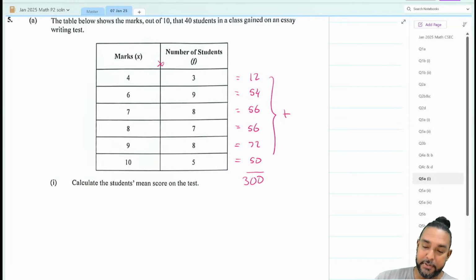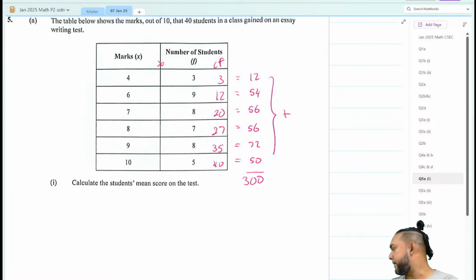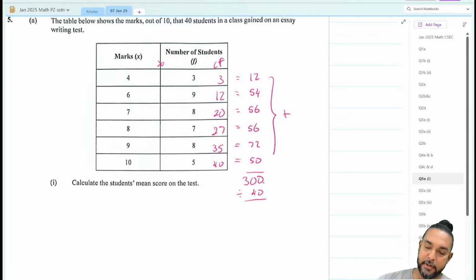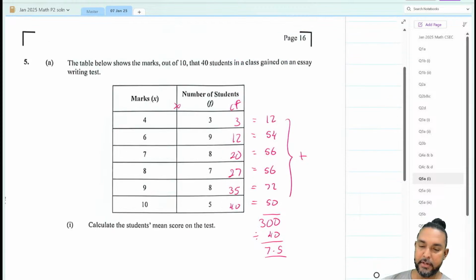Then the frequency: 3 plus 9 is 12, 12 and 8 is 20. This is my CF column, by the way. 20 and 7 is 27, and 8 is 35, and 5 is 40. So we're going to divide by 40, knock off a 0, so I believe that's 7.5. That's the mean score on the test, and there's 2 marks.